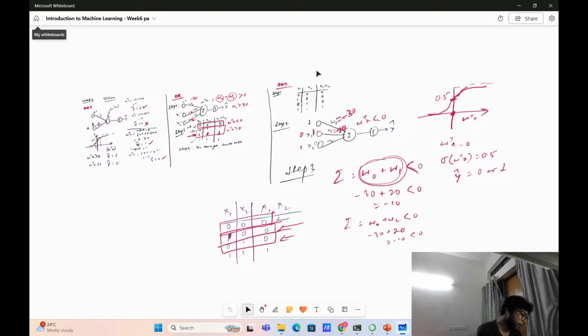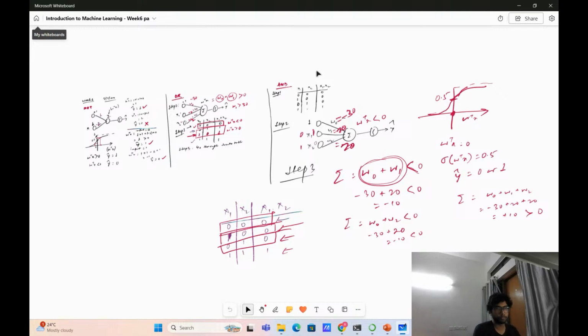Now coming to the last row. When both are 1, the summation would be w0 plus w1 plus w2. That is minus 30 plus 20 plus 20, which is plus 10, greater than 0. So this automatically satisfies the condition. If we take the weights as minus 30, 20 and 20, then it satisfies all the conditions of the AND gate. And thus we construct the AND gate.